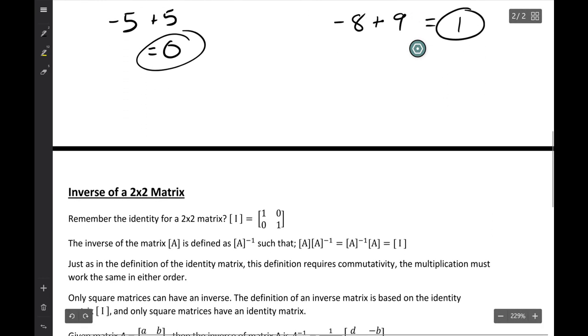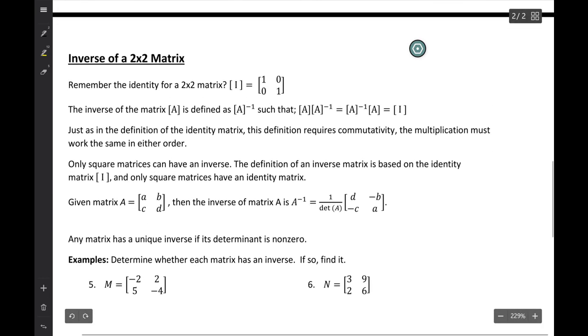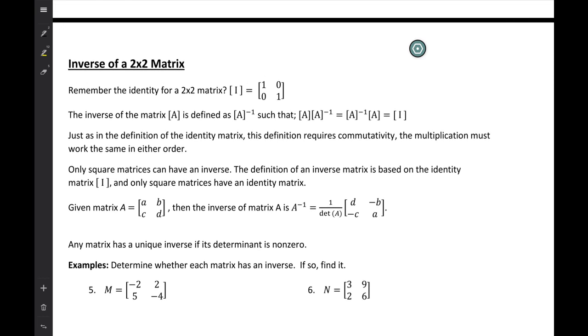Let's move on. So inverse of a 2 by 2 matrix. So we talked about the identity matrix. I is equal to 1, 0, 0, 1, or there's just 1's on the diagonal and then 0's everywhere else. So the inverse of the matrix A is defined as A inverse, such that A times A inverse is equal to A inverse times A, which is equal to I.